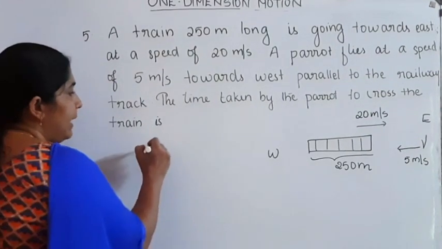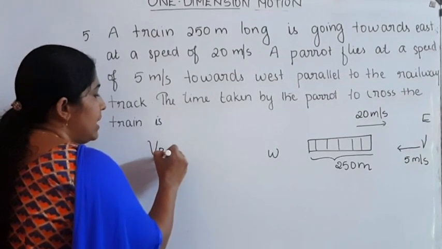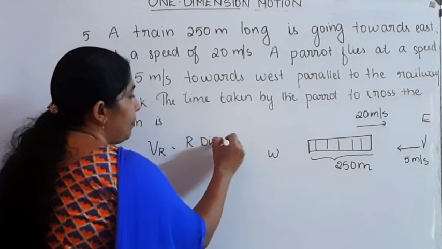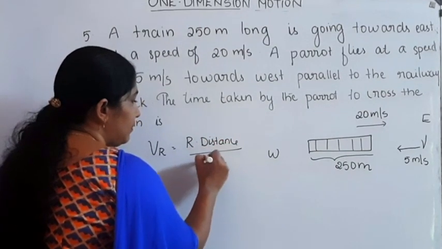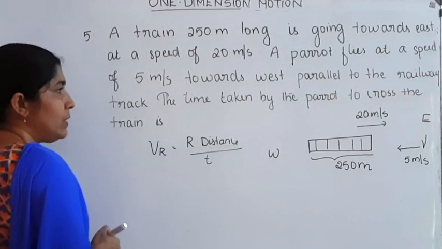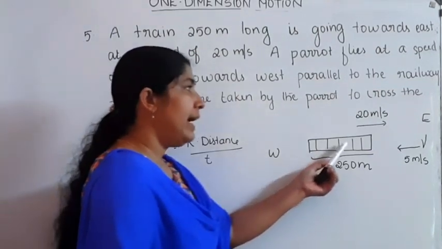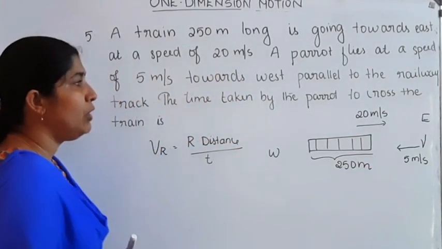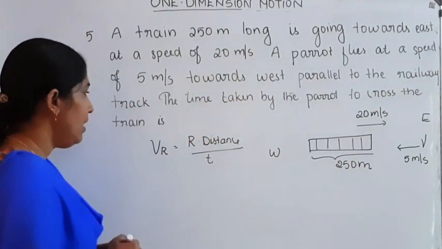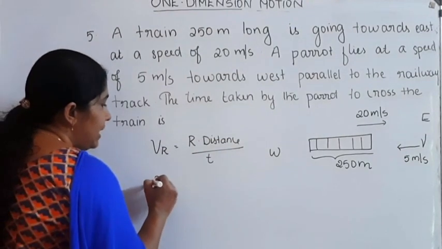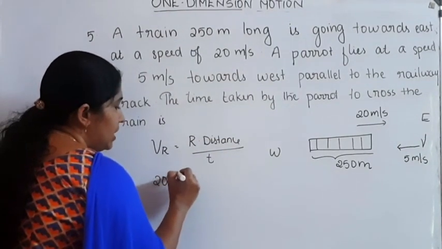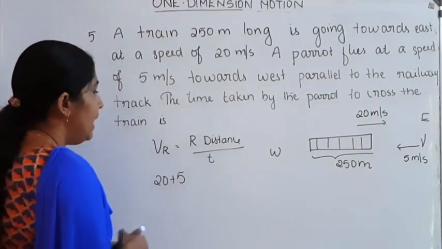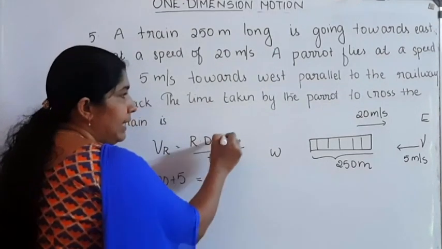We know that relative velocity is equal to relative distance divided by time. When we consider the relative velocity, these two objects, the train and the bird, are moving in the opposite direction. Therefore, the relative velocity is equal to VA plus VB, then 20 plus 5, because they are moving in the opposite direction. That's equal to relative distance.